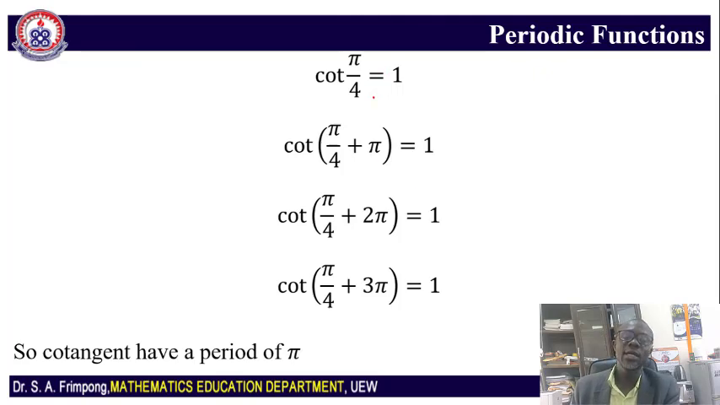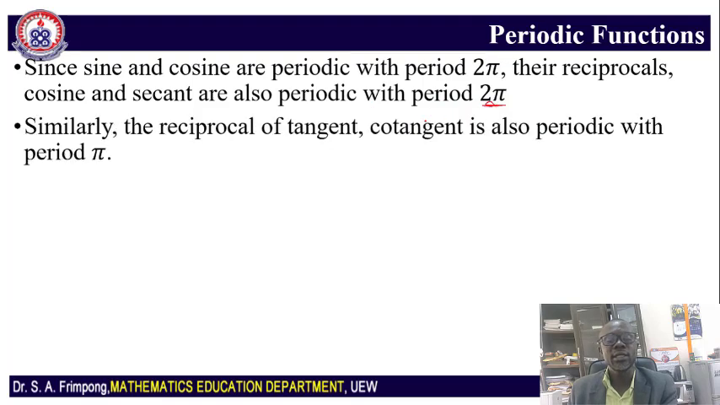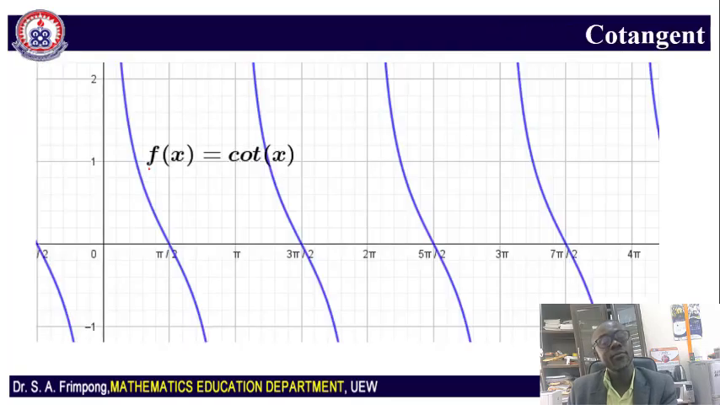Cotangent similarly has a period of pi. So you can see pi, cotangent, pi on 4, they are all the same thing. So it also has a period of pi. Now one thing to take note of is that since sine and cosine are periodic with 2 pi, their reciprocals, cosecant and secant, are also periodic with period 2 pi. In the same manner, the reciprocal of tangent is cotangent, so cotangent also has a period of pi.